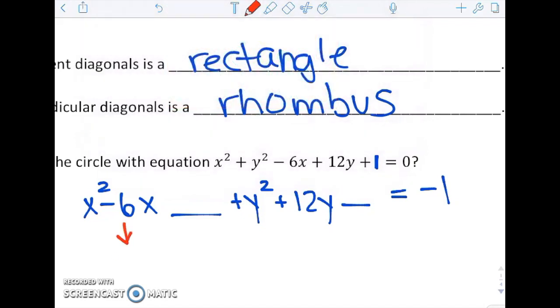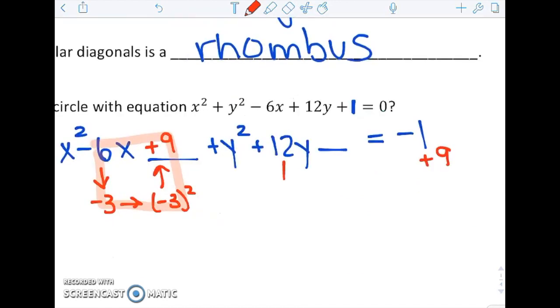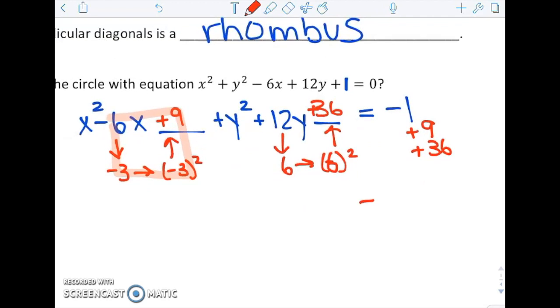So I'm going to take half of this middle term, I'm going to square that, and I'm going to add that in here. And notice I just drew in a little completed square, right? Now whatever I do to one side, I also do to the other, so I add 9 there. I'm going to do the same with the y's. Half of this is 6. Square that, it is 6 squared, which is 36. Add that to one side, also add it to the other. And now I'm going to get this into standard form. So adding up on the right side, this would be 36 plus 8, which is 44.